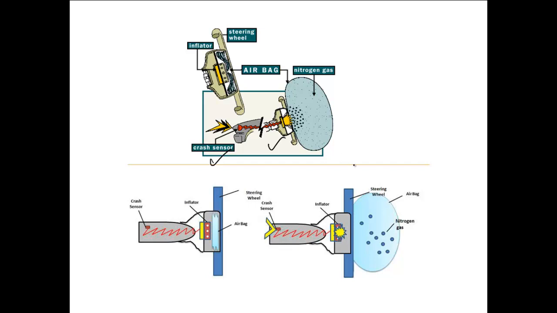In this case, the crash sensor is the most important part, because it measures the accident correctly. Otherwise, if your sensor is poor, even if you just brake at some place, it may inflate the bag, and that would be really bad for the driver. So it has to be really accurate. The controller has to be really intelligent to inflate the bag at the right time and at the right impact.